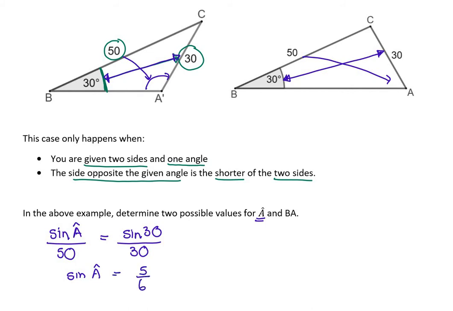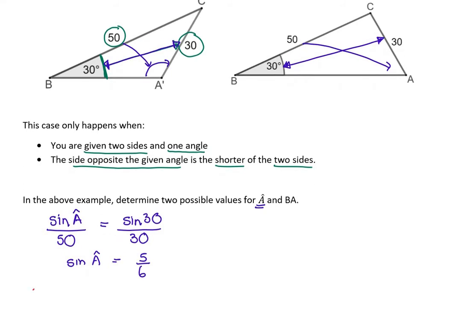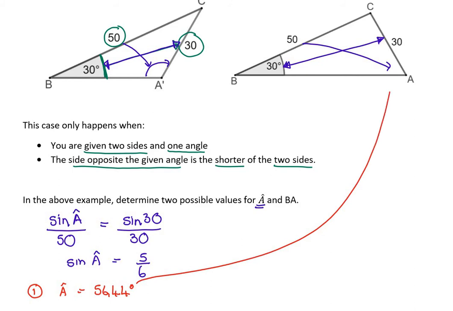We know that a sine equation can possibly have two answers, and so far we've known which one to pick. So how do I find my two possible answers? Well, my first possible answer would be shift sine of this 5 over 6, and that gives me an angle of 56.44 degrees. Now that would be an acute angle. So if I look at the picture, what angle is that? Well, that's the option that I drew in the second triangle, because that's an acute angle.